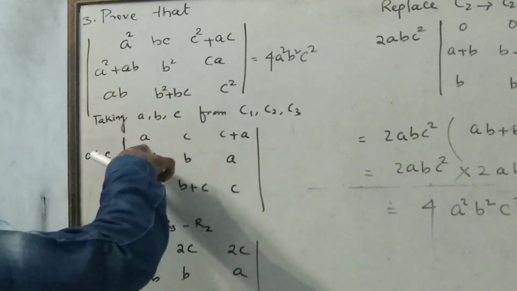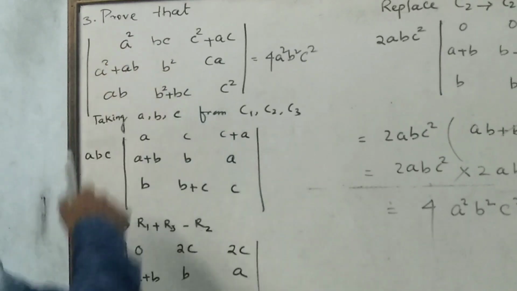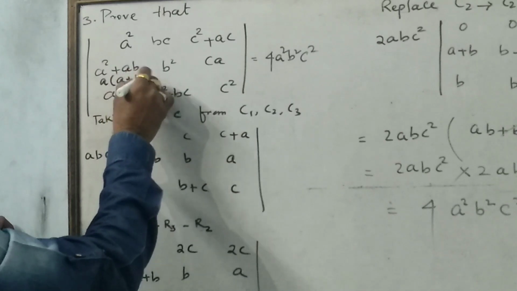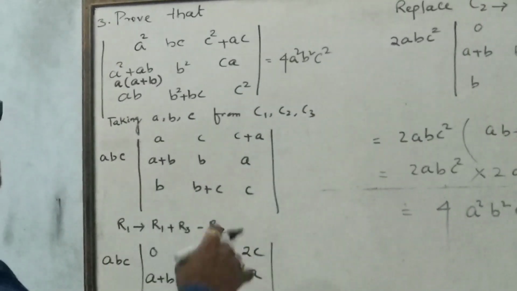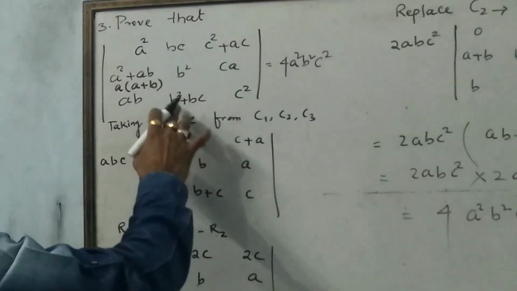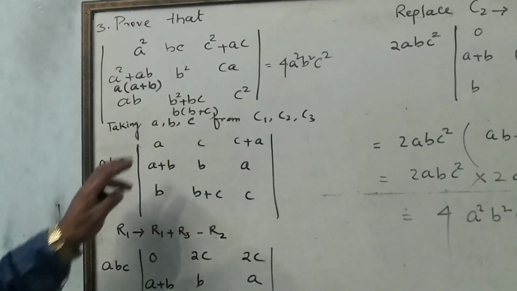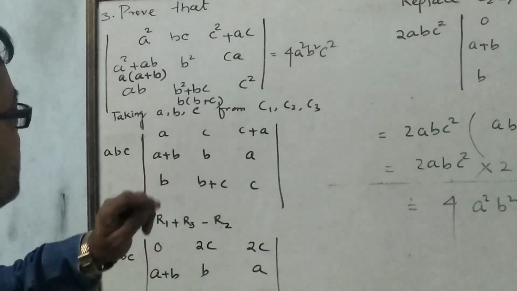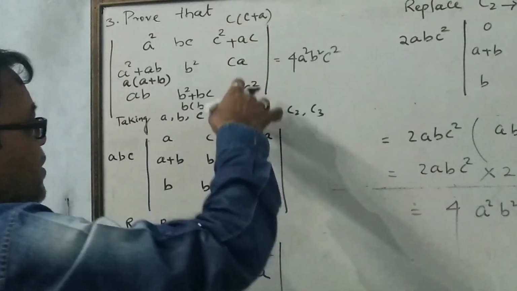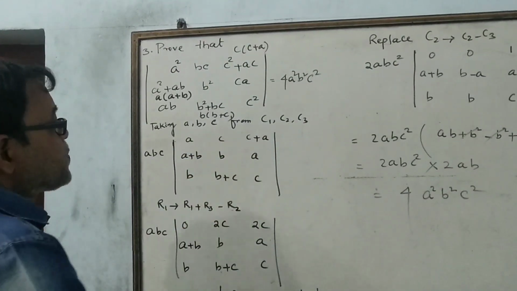A square, a; we have taken a common here. So a into (a plus b), if we take a common, it is a plus b. Similarly, bc, take b common, c; b square plus bc is b into (b plus c). If we take b as common, it is b plus c. Similarly here c into (c plus a). If we take c from column 3, then we get this one respectively.